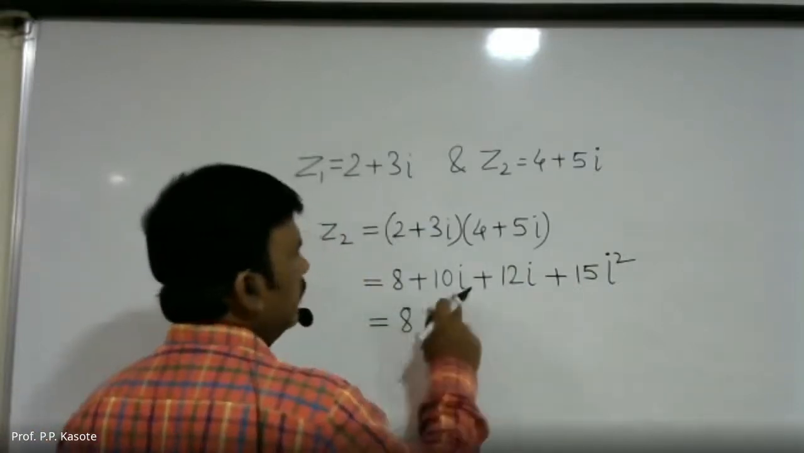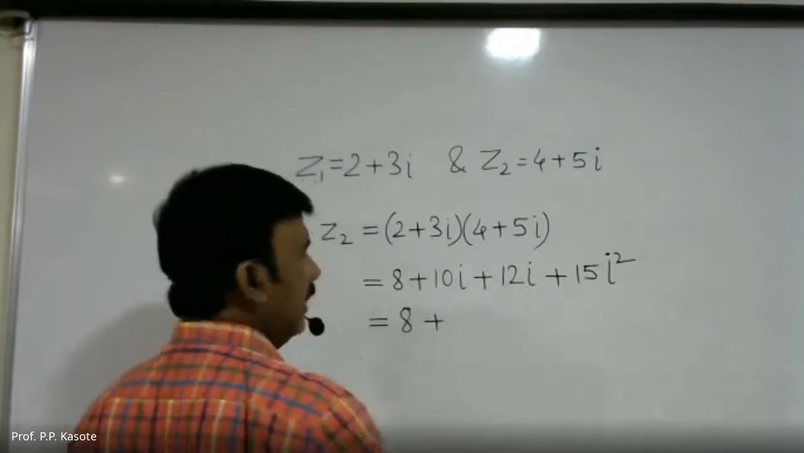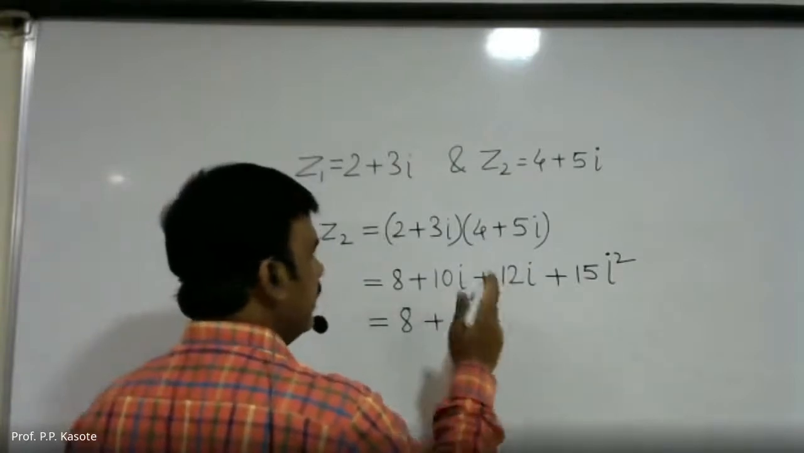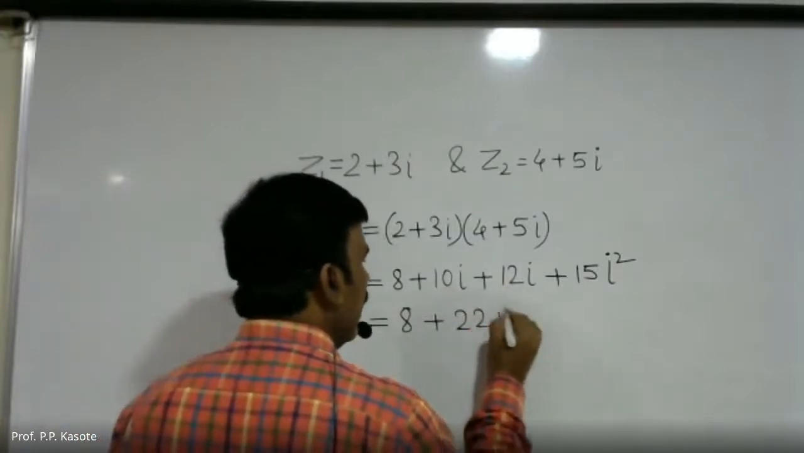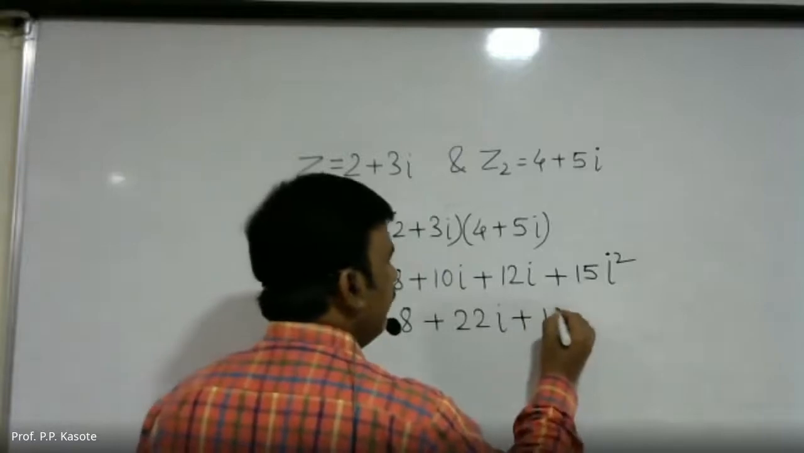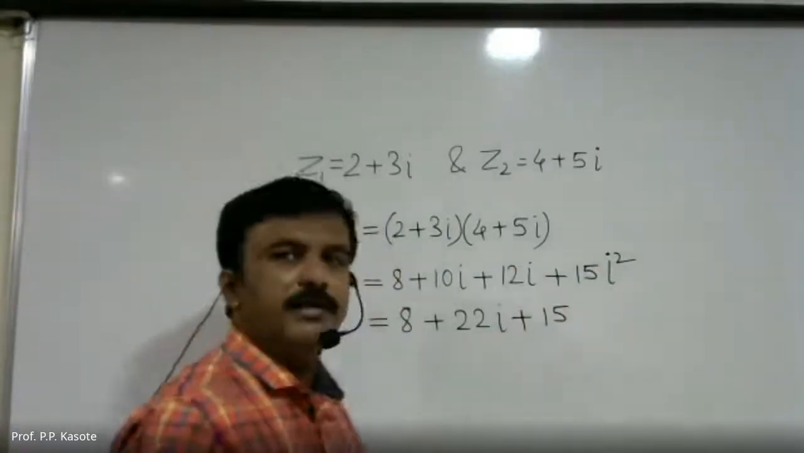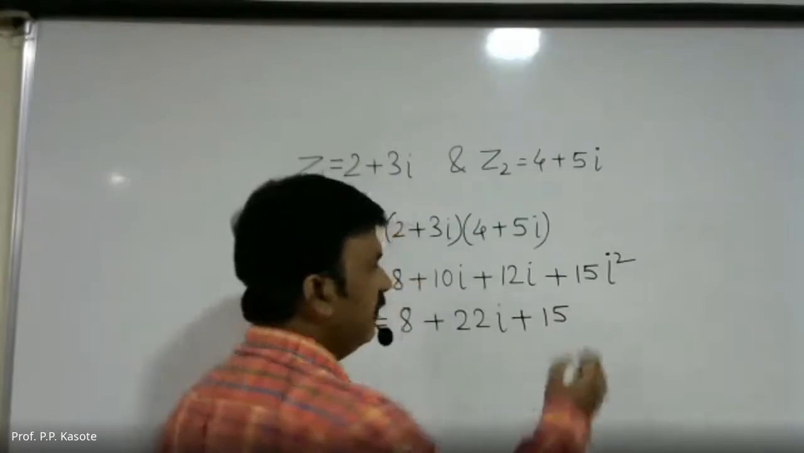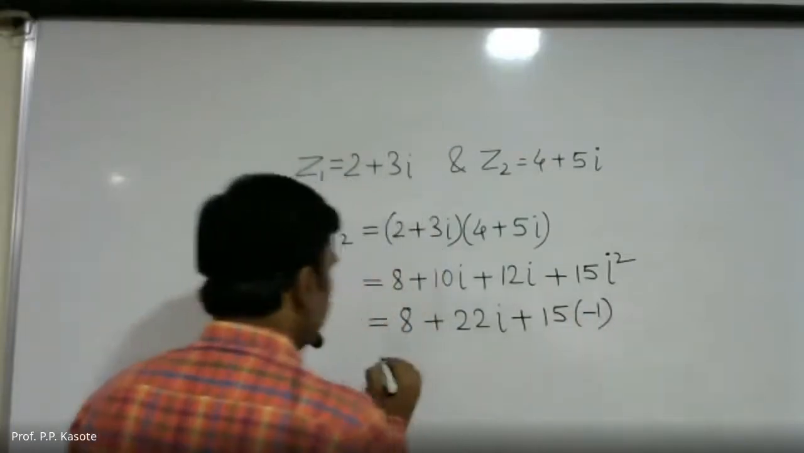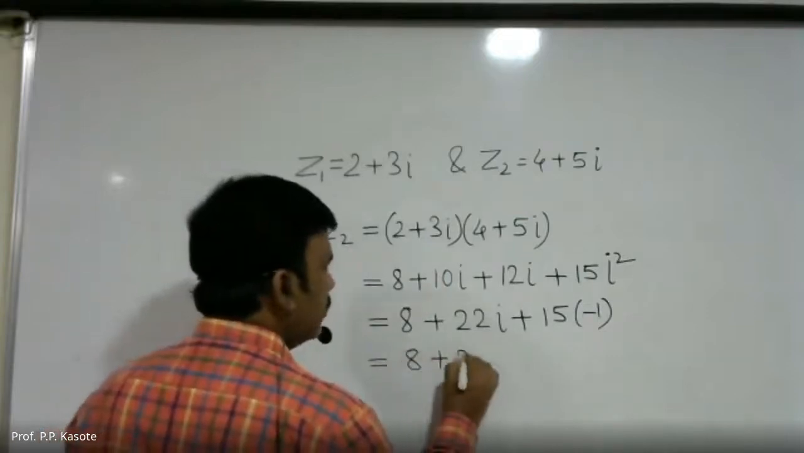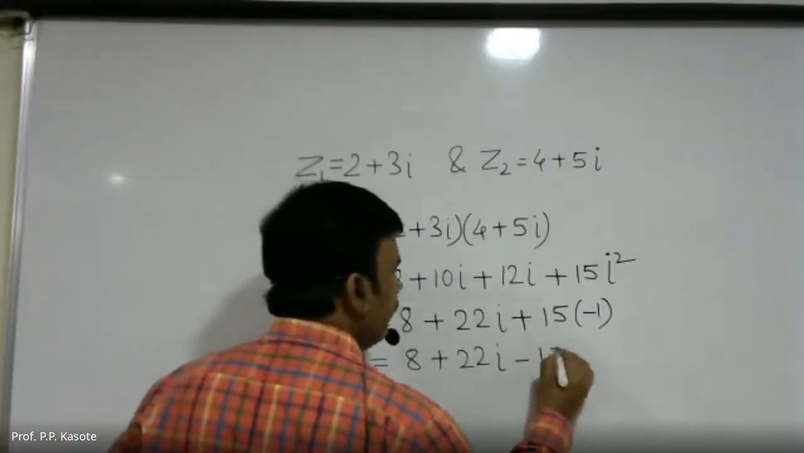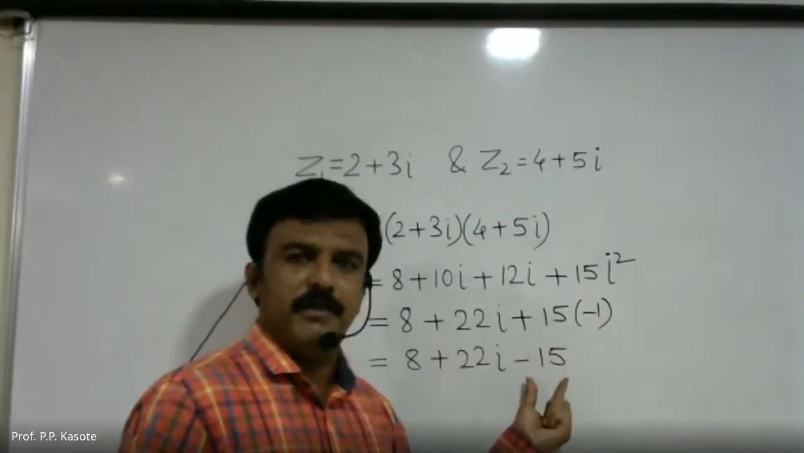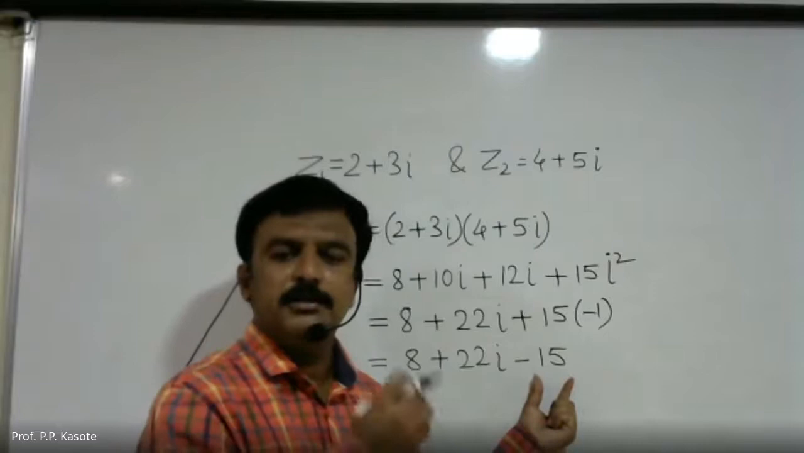8 plus 10i plus 12i. Can we add these two? Yes, we can add these two. So 10i plus 12i is equals to 22i plus, write this 15 as it is, and what is the value of i square? In the definition of complex number only, we have seen the value of i square. It is nothing but minus 1. So this is equals to 8 plus 22i minus 15. Because of this minus 1, multiplication of these two is nothing but minus 15. इन दोनों का मल्टीप्लिकेशन minus 15 आएगा.